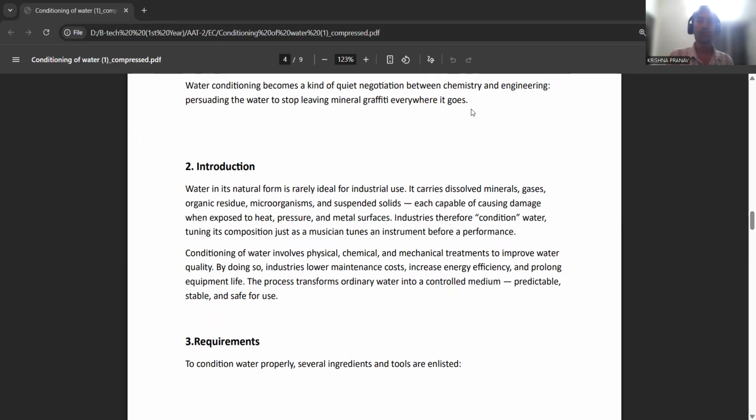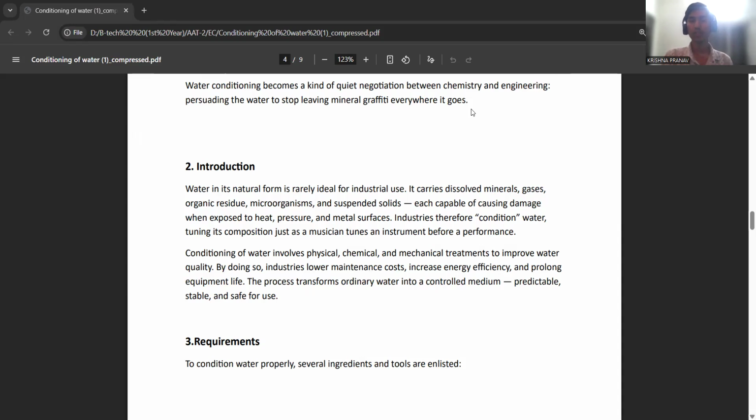Introduction. Water in its natural form is rarely ideal for industrial use. It carries dissolved minerals, gases, organic residue, microorganisms, and suspended solids, each capable of causing damage when exposed to heat, pressure, and metal surfaces. Industries therefore condition water, tuning its composition like an instrument before a performance.